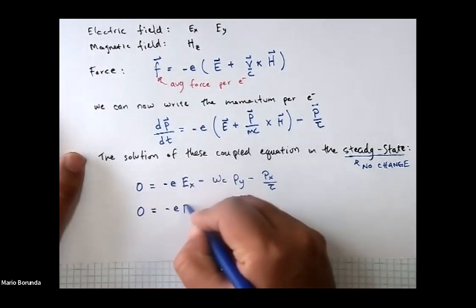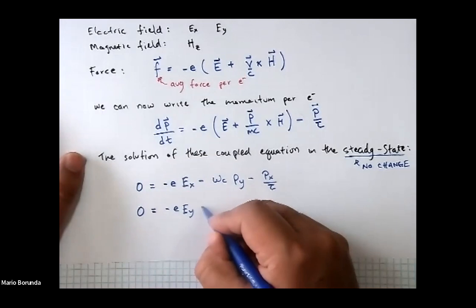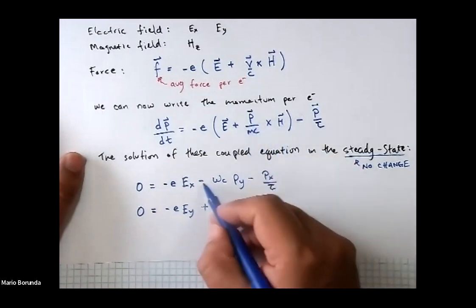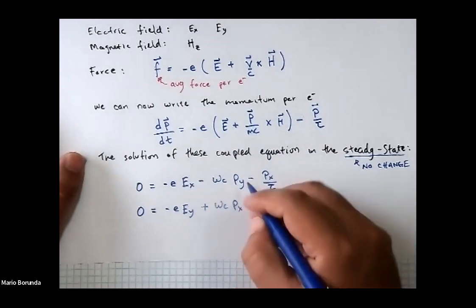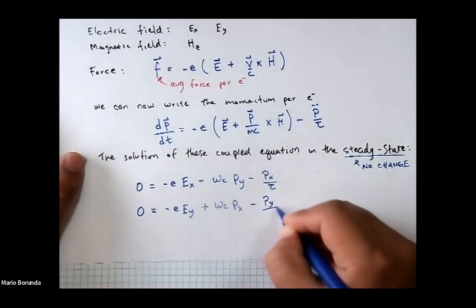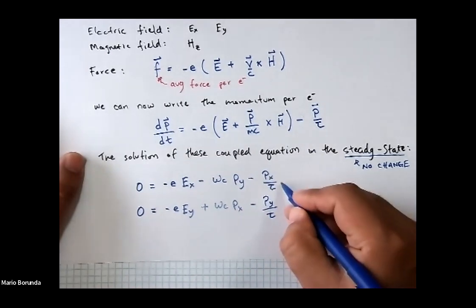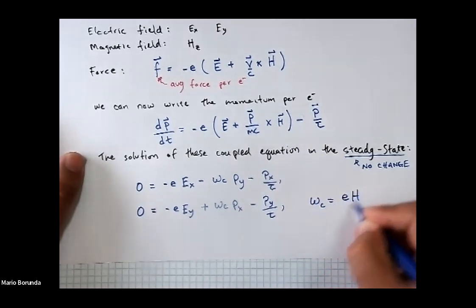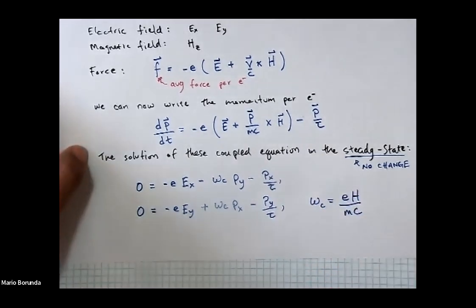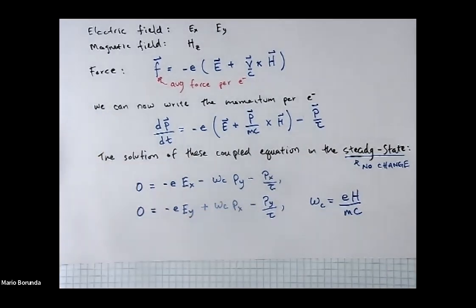And now you see why we want to solve it in the steady state. This is a cross product, so there's a negative portion and a positive portion. This is the one that goes with Px. We have that, and then omega C is all of my constants stuck together. So now you see why we want to do it in the steady state, right? Because it's steady, I don't have to worry about changes in time, and therefore I get a 0 here and 0 there.